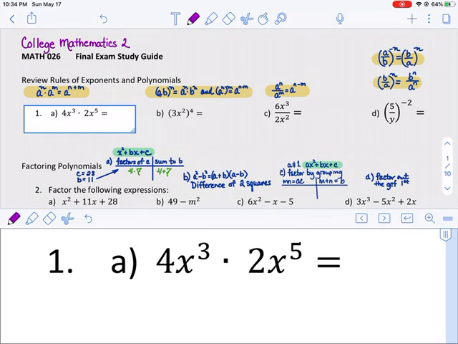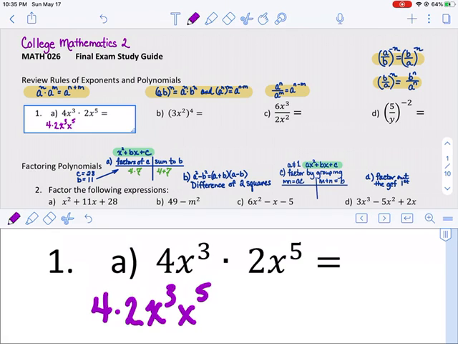Okay, so College Math 2, we're getting ready for the final exam, and we're looking at some review rules for exponents and polynomials. So looking at the first problem, first thing I'm going to do is move things around using the commutative property for multiplication, the order of the product.